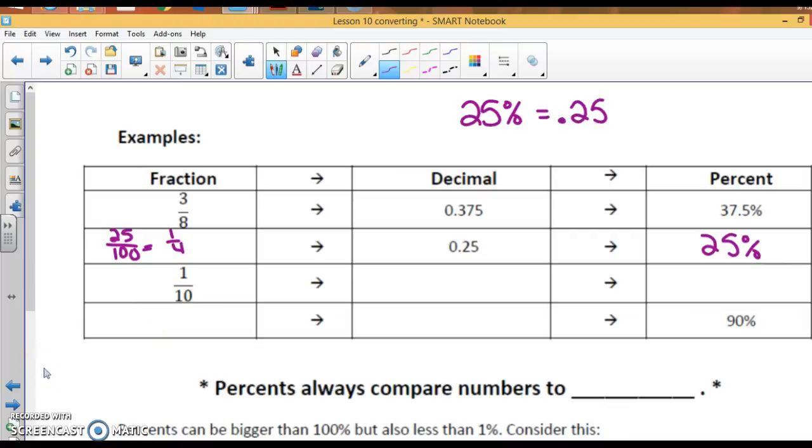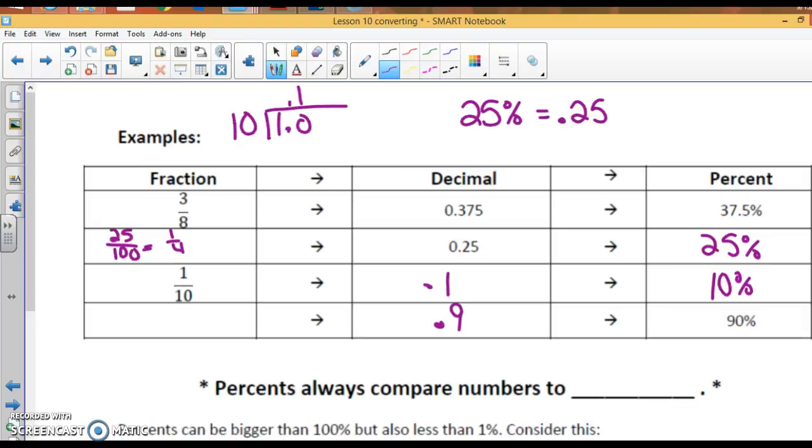1/10. This might be one where you don't really need to divide because 1/10 is 0.1. But if you don't know that, 1 divided by 10, put a decimal, add a 0. 10 goes into 10 one time, it's 0.1. Move it 2 places to the right, so 10%. This is 90%, move it 2 places to the left, that'll be 0.9.